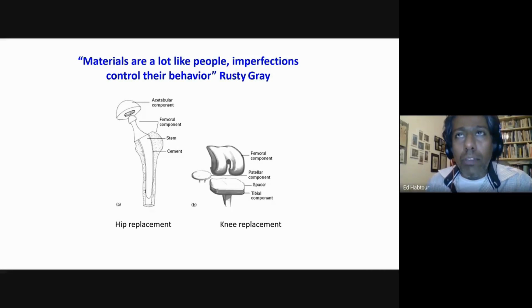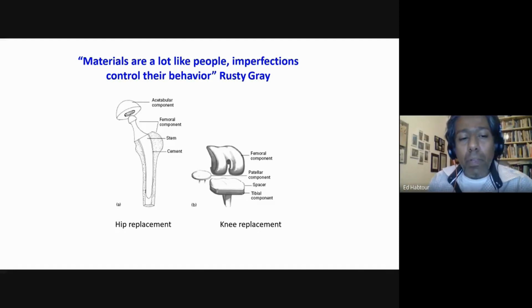And I really like this quote by Rusty Gray, who said, materials are a lot like people. Imperfections control their behavior. So as we age, our knees get tired or our hips get tired. They get fatigued. They wear out, and that affects our movement. So in your 20s, you run fast. In your 50s, 60s, you run slower. In your 70s, you can't run anymore. Maybe you just walk. So that's really the idea.